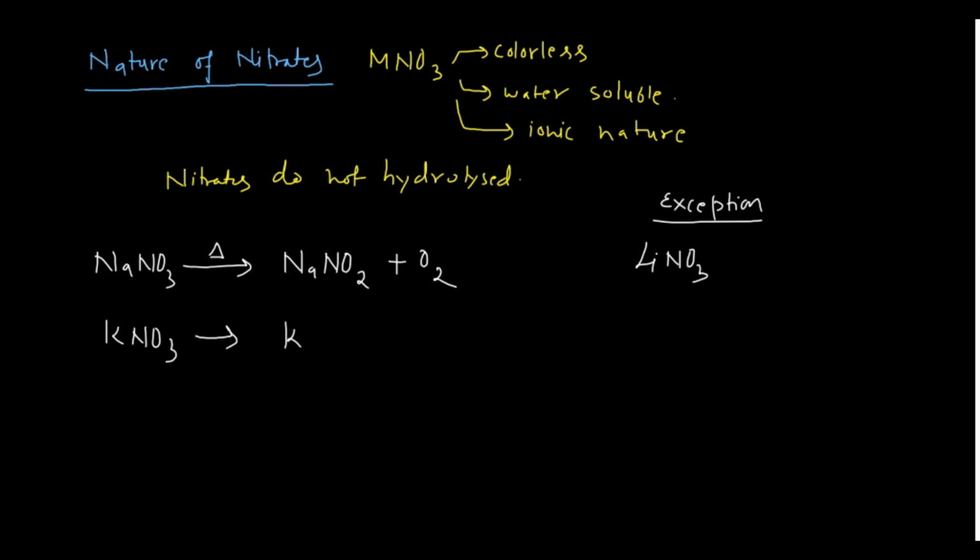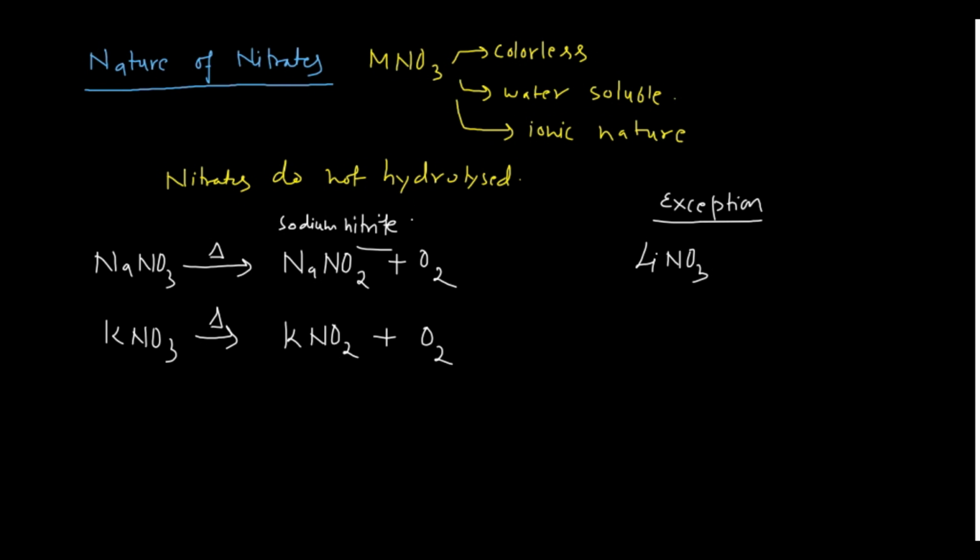Okay, potassium nitrite with the oxygen. This is on heating. So whether you take the sodium, potassium, rubidium or cesium nitrate, they decompose to give you the nitrites. So basically it is sodium nitrite. Okay, the spelling is nitrite because it is NO2 negative. Don't write nitride, it is nitrite, not nitride. Okay, while lithium nitrate is the exception.